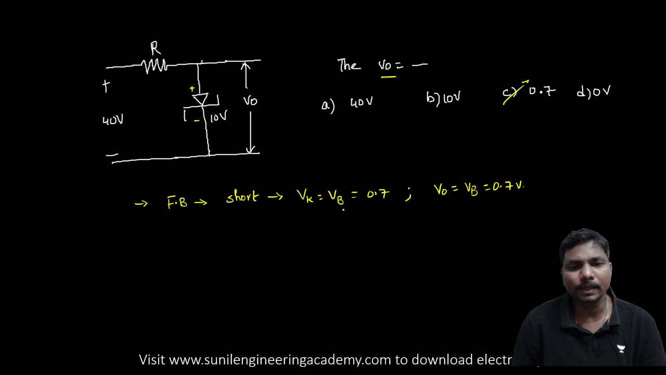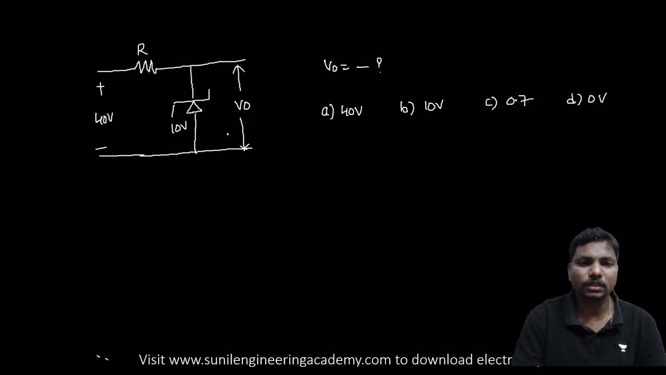If they have particularly mentioned germanium, then you can say 0.3. If they have mentioned that the diode is ideal, then 0 volts. If they have not mentioned anything, we have to consider it as practical.